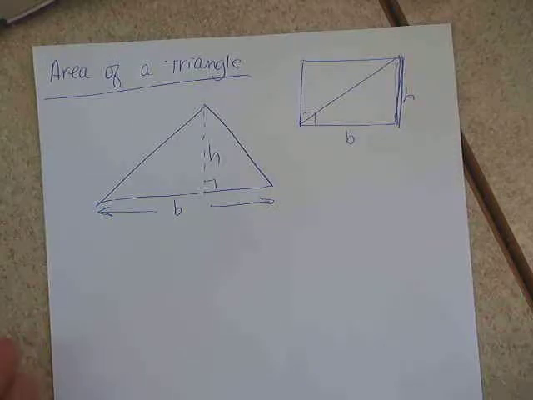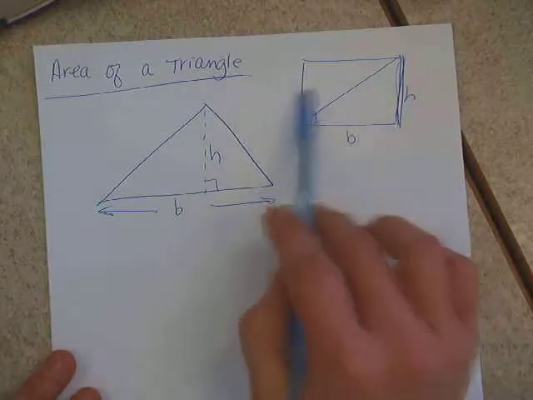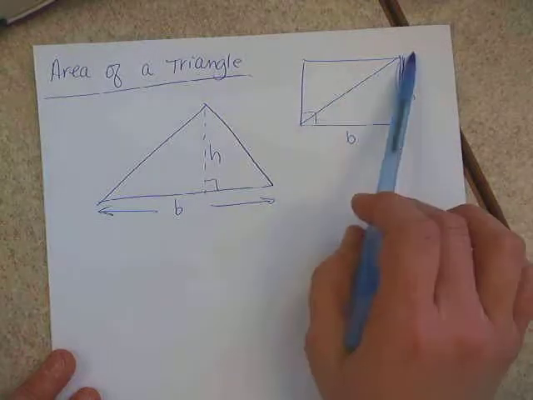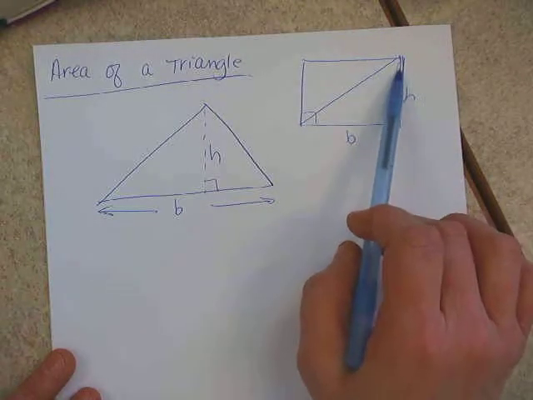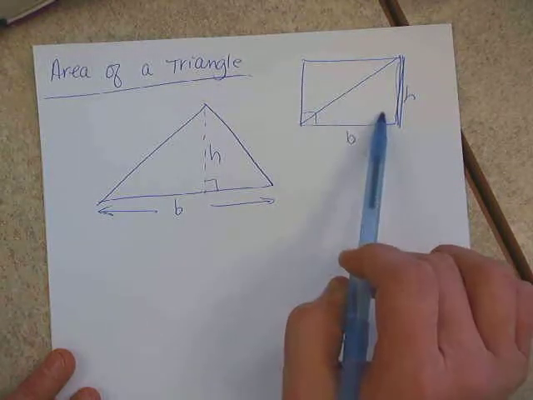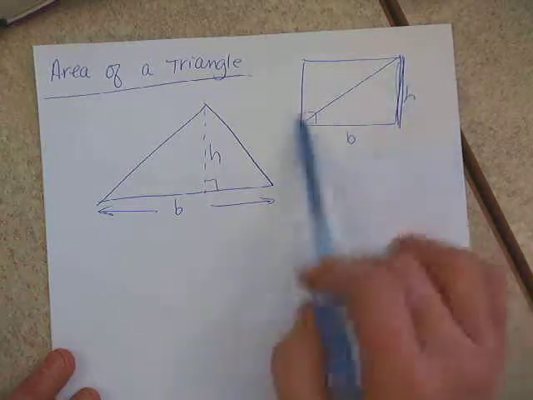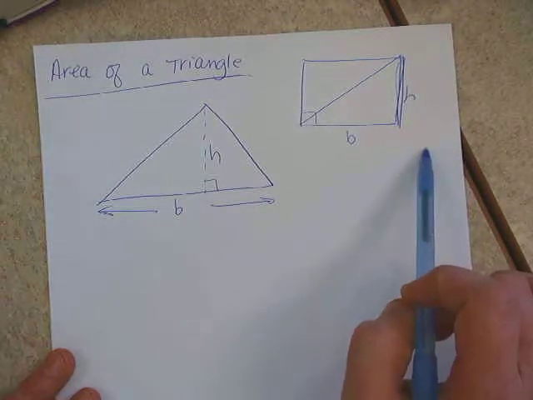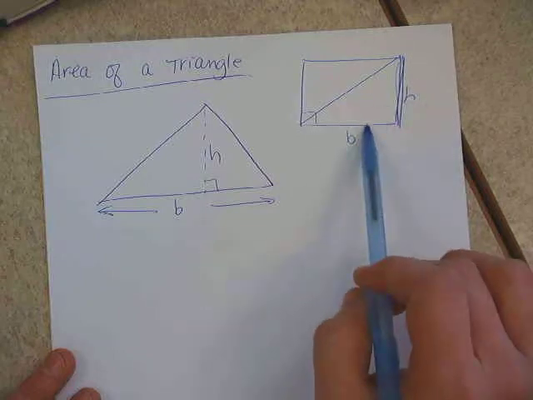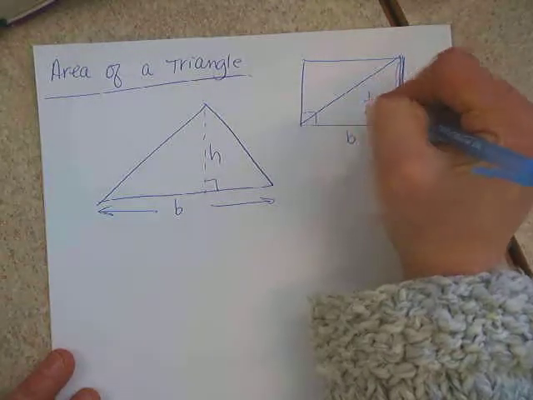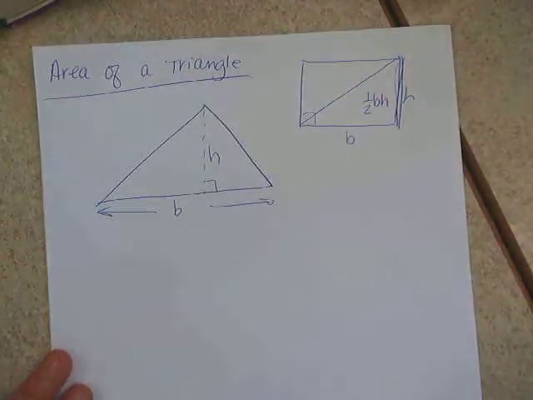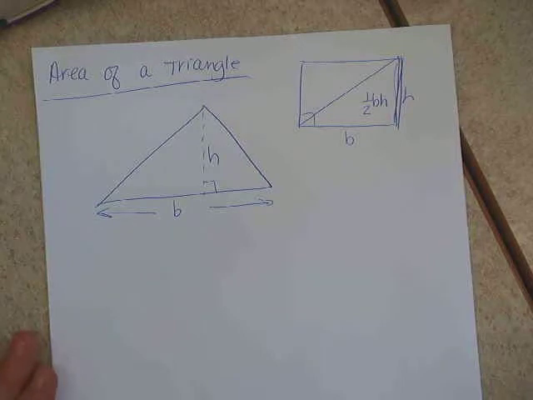Are they congruent? They are, because these are congruent, those are congruent, and the diagonal's congruent to itself. So I have two congruent triangles. So if the area of my rectangle is base times height, then the area of my triangle is 1/2 of the base times the height, right? That's the area for any triangle, because any triangle is just simply half of a parallelogram.